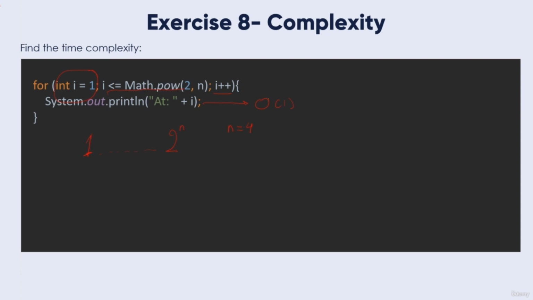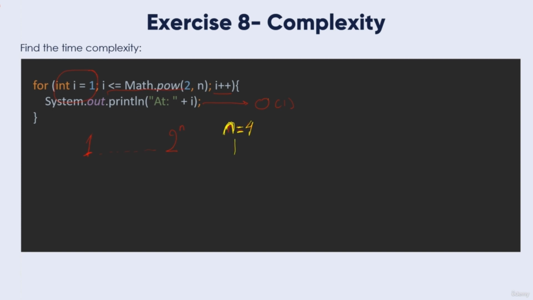And as I told you, this loop will go through from 1 till 2 to the power n, moving from 1 to 2 and through all these elements. Okay, let's take an example, n equal to 4. What are the elements if n equal to 4?